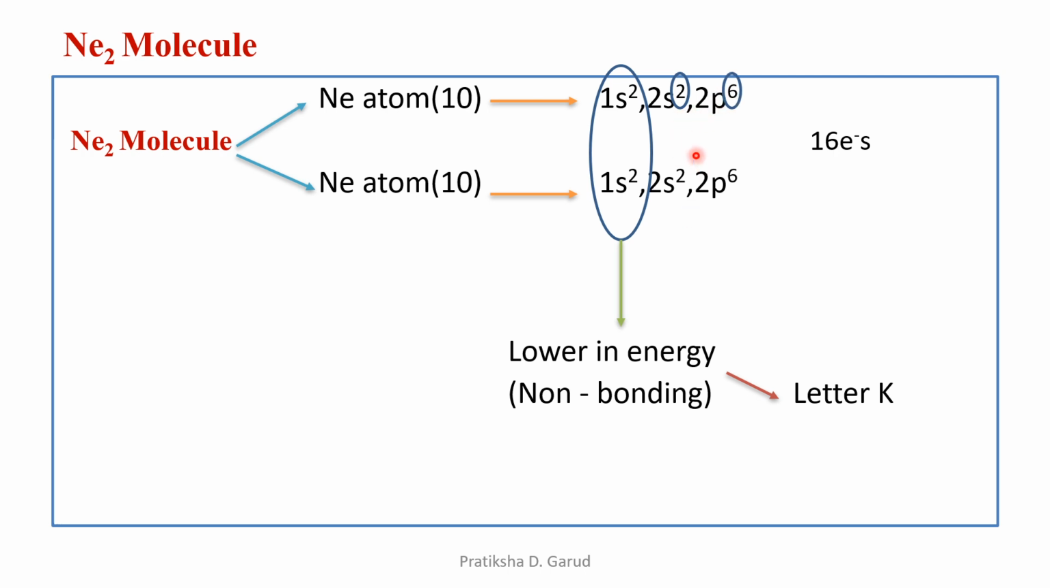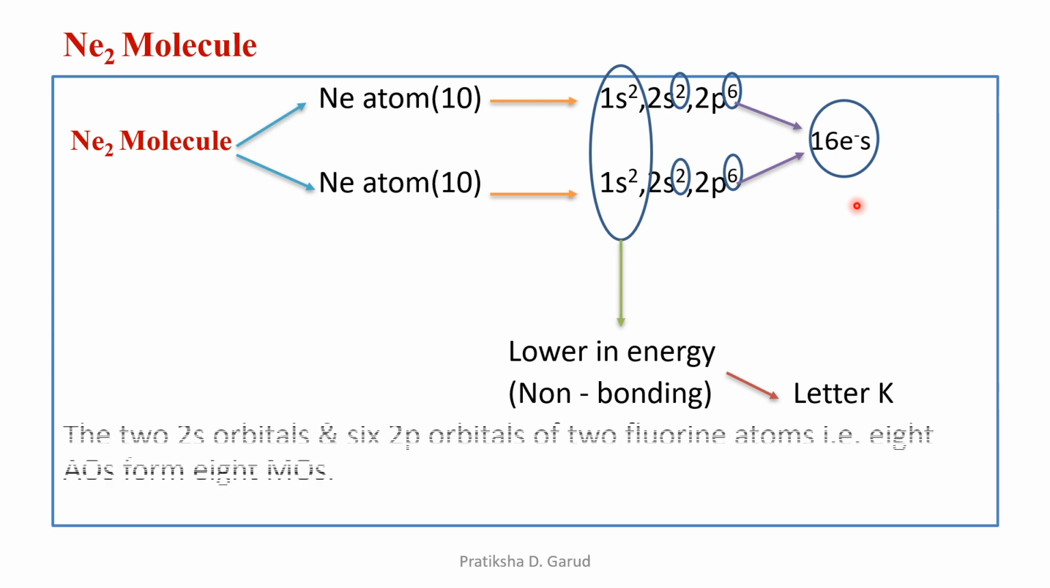Then only the 2s and 2p of the first neon and the 2s and 2p of the second neon are used for bonding purposes. There are 2 electrons from the 2s and 6 electrons from the 2p, total 8 electrons from the first neon, and again 2 electrons from the 2s and 6 electrons from the 2p, 8 electrons from the second neon. So a total of 8 from the first neon and 8 from the second neon. Finally, we have 16 electrons, and these 16 electrons are put in the MO energy level diagram of the neon molecule. So we can say that there are two 2s atomic orbitals and six 2p atomic orbitals of the two neon atoms. That means there are a total of 8 atomic orbitals, so it should result in the formation of 8 molecular orbitals.